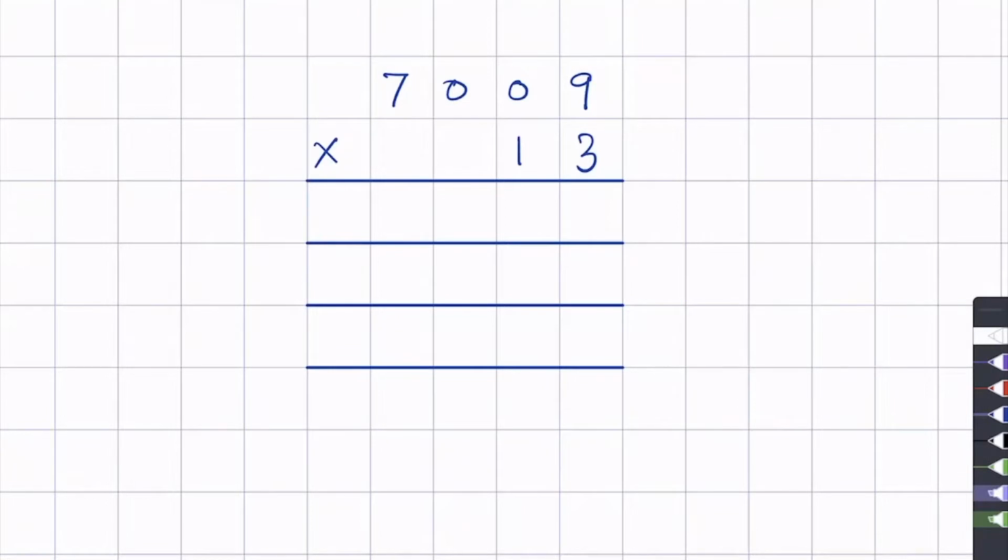How did you do? Let's have a look. So the first one, 3 times 9 is 27, carry the 2. 3 times 0 is 0, add my carryover. 3 times 0 is 0, 3 times 7 is 21.